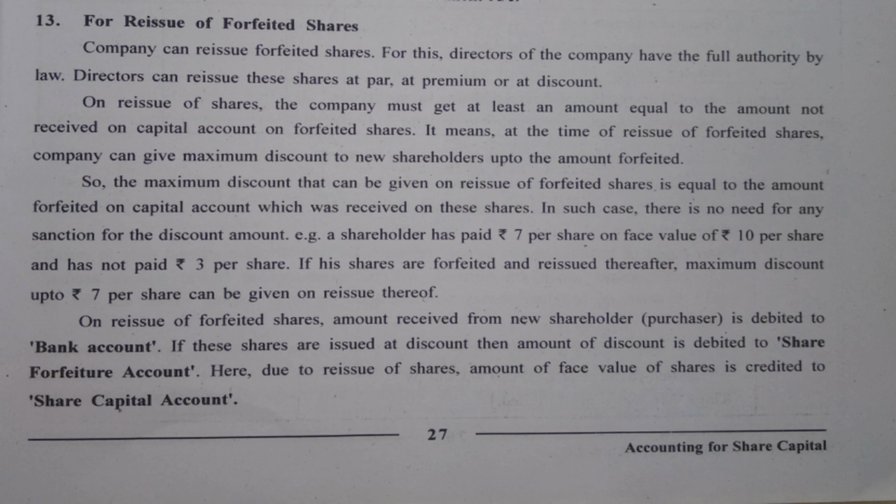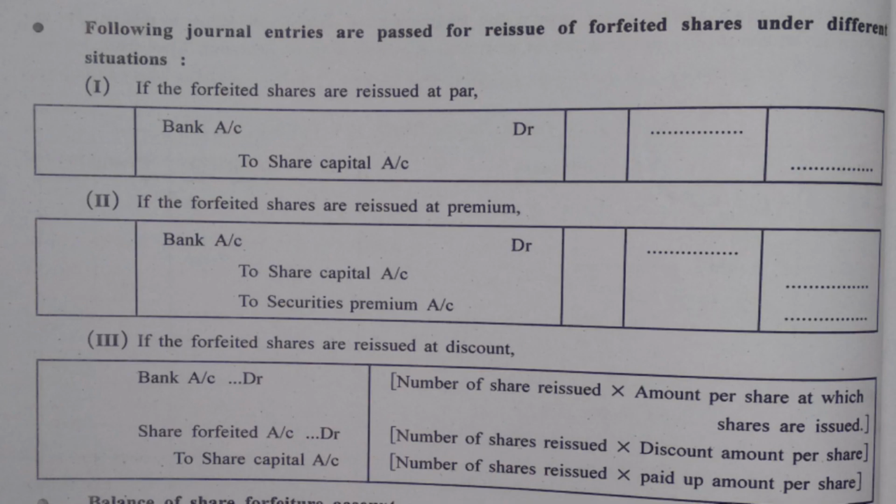Here, due to reissue of shares, the amount of face value of shares is credited to share capital account. And the amount that is received will be credited to share capital account because the amount is received for issue of shares. Yes? So let us see. These are the journal entries for reissue of forfeited shares under different situations. For now, you are just supposed to understand these journal entries. When you apply these journal entries in sums, the understanding will be better and completely clear.